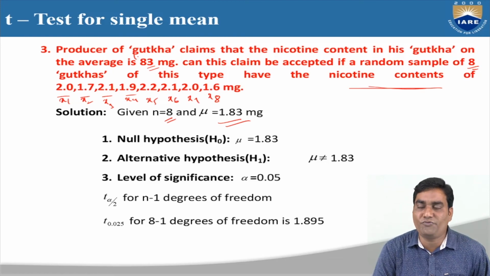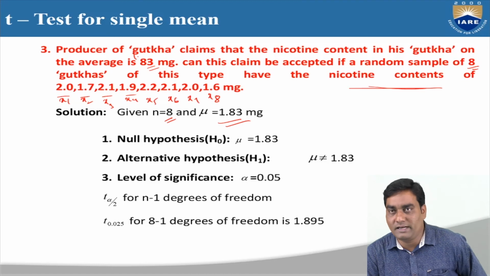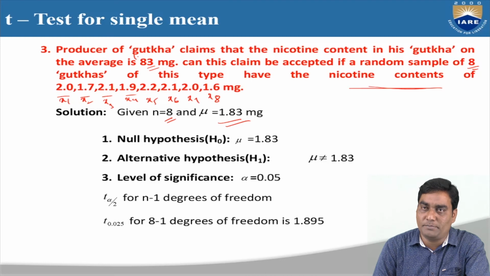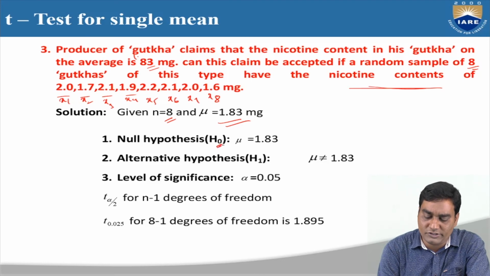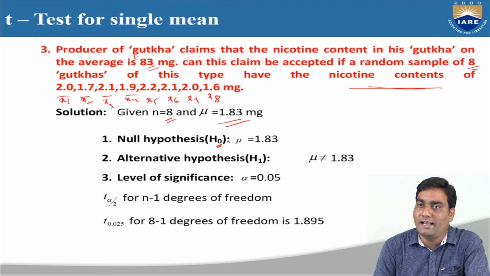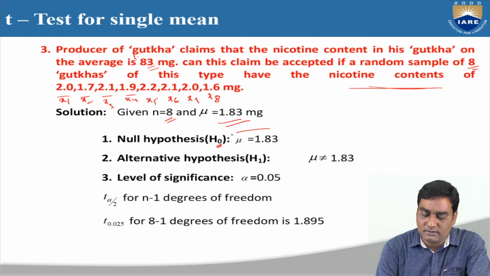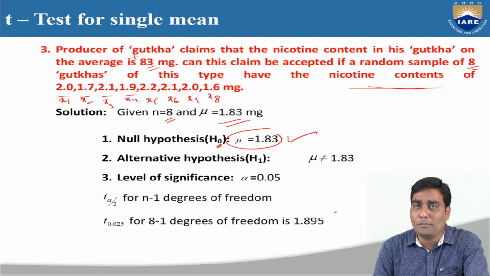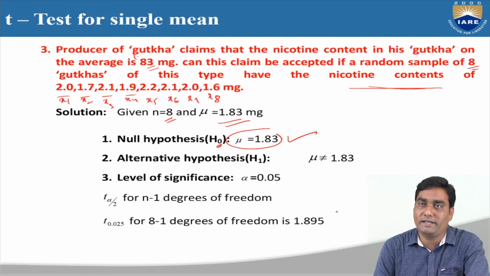And we know that we have 5 steps in test of hypothesis for small samples. The first step, null hypothesis, which is denoted by H0. What is meant by null hypothesis? Assume that the given statement is true. What statement is given? The 8 samples are taken from the population with mean 1.83.